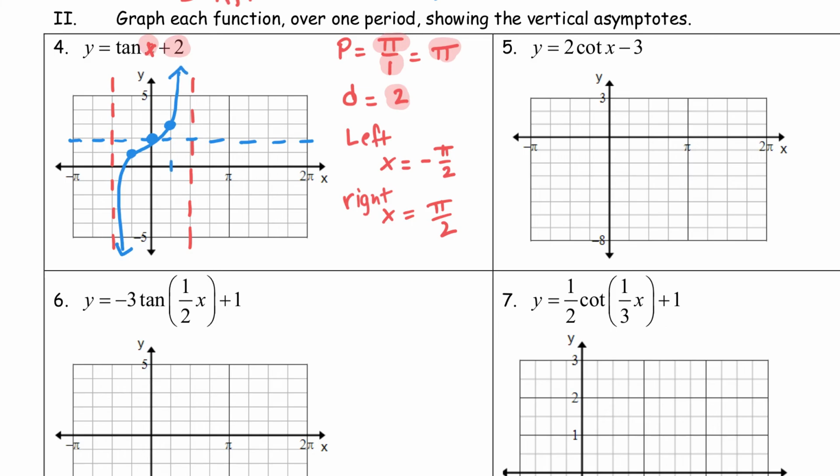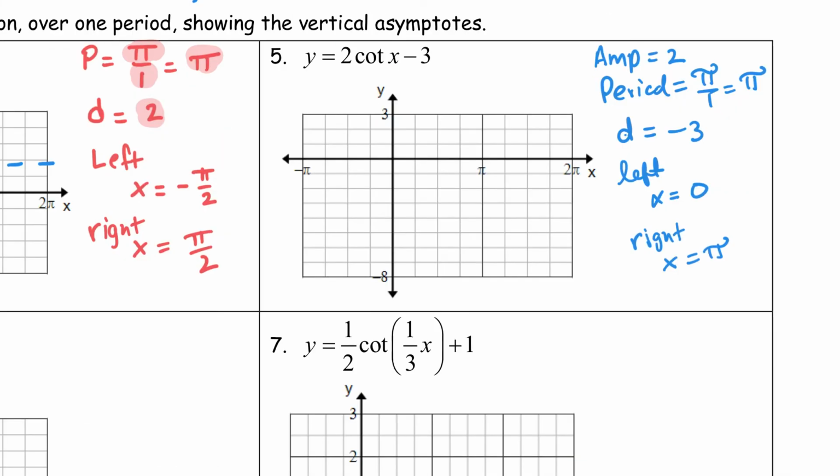This right here, if this is pi over 2, then this is pi over 4. And if this is negative pi over 2, then this is negative pi over 4. And of course, this is 0. And there is 1 cycle of tangent of x.